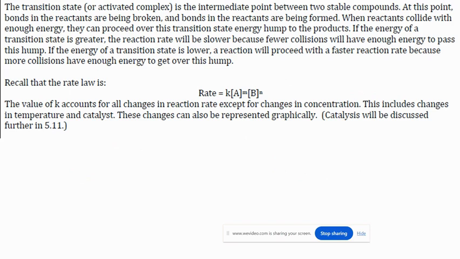The intermediate point then can also be shown in these graphs. Okay. And k is going to account for all the changes in the reaction rate except for those changes in concentration. That can also mean that a catalyst can be introduced here. And we'll talk a little bit more about catalysts and how they change this when we get to 511. Remember, catalysts are able to speed up reactions. And a lot of times catalysts will end up changing that activation energy and lowering it. That's one of the things that catalysts are going to do for you.